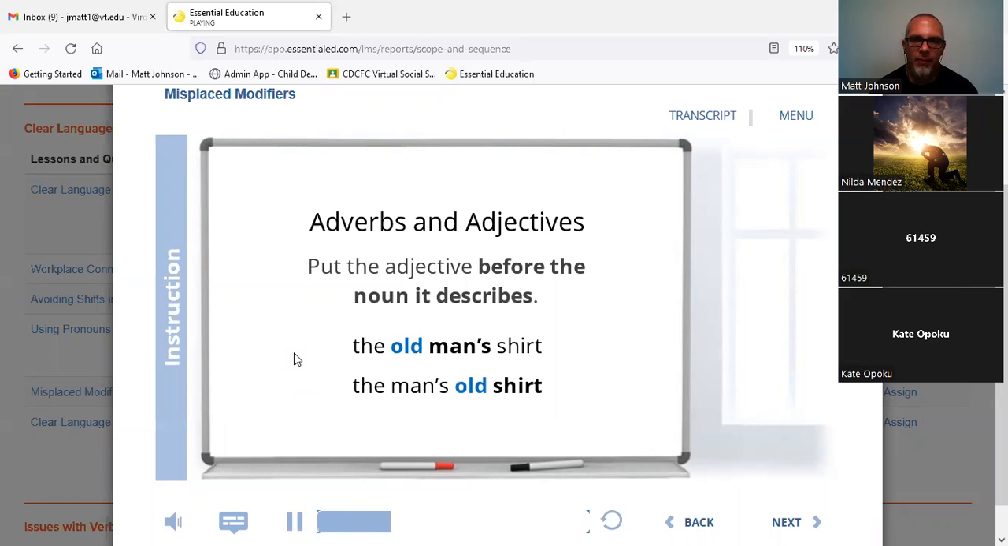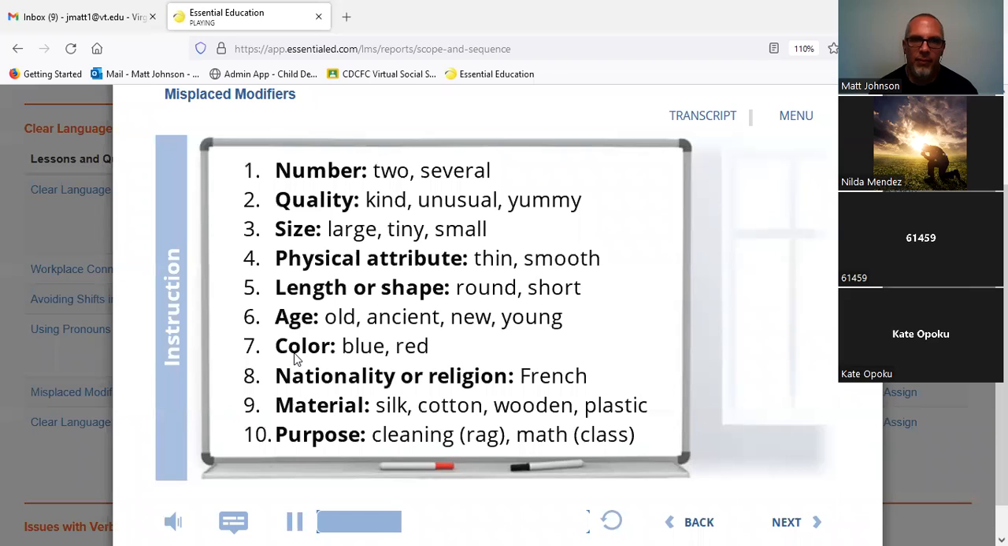You can also have more than one adjective in the wrong order. In general, adjectives in English usually go in an order: number, quality, size, physical attributes, length or shape, age, color, nationality or religion, and then material, and finally, purpose. We looked at this before, right? When it comes to adjectives, particularly with numbers, they're going to come first. You want to know how many of something there are first. Then the quality, the size, the physical attribute.